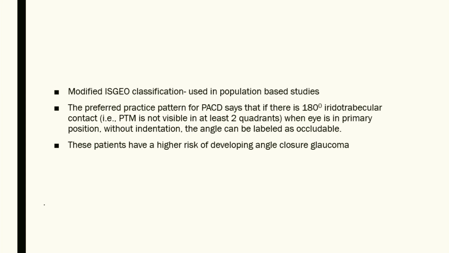So without indentation, you should be able to see at least 180 degrees of the filtering portion of the trabecular meshwork, which is your posterior trabecular meshwork. You can manipulate, you can tilt the lens to see the angle, but you shouldn't need compression to see the angle. If you have to use compression to see the angle structures, it is a closed angle.